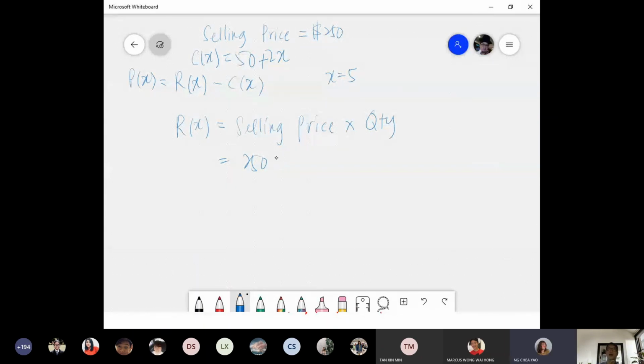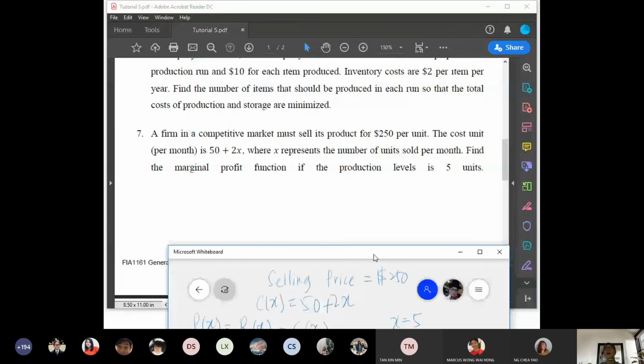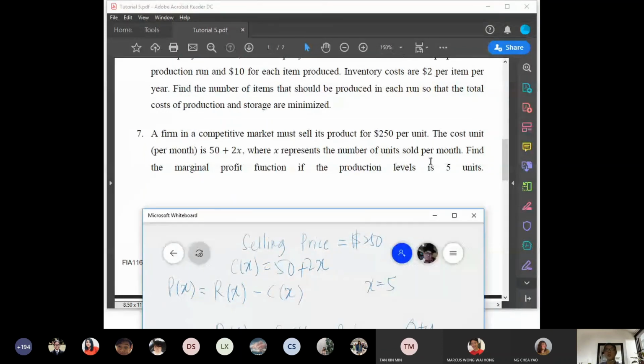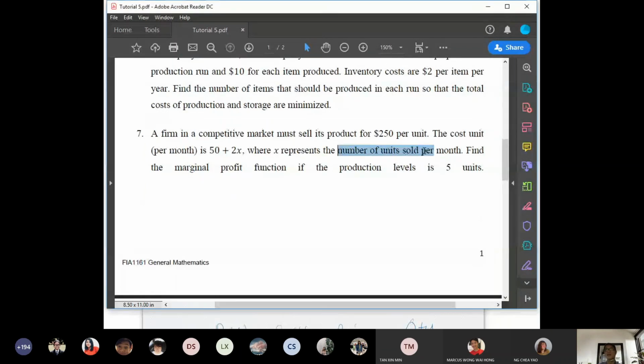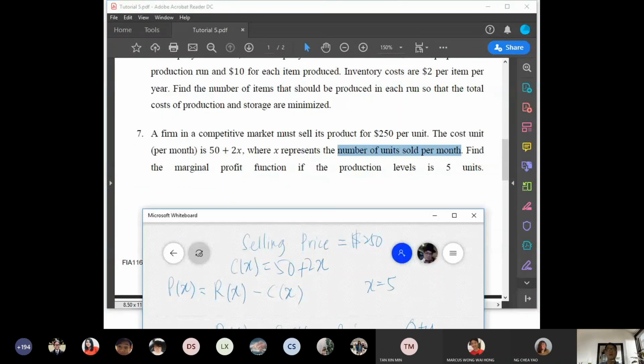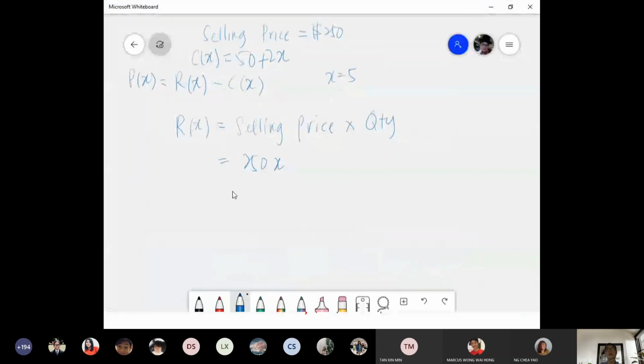X. Good. Students, take note. We use x to represent the quantity, the number of units sold. So for this x, this quantity, do not take the number 5 here, because this is actually a variable.